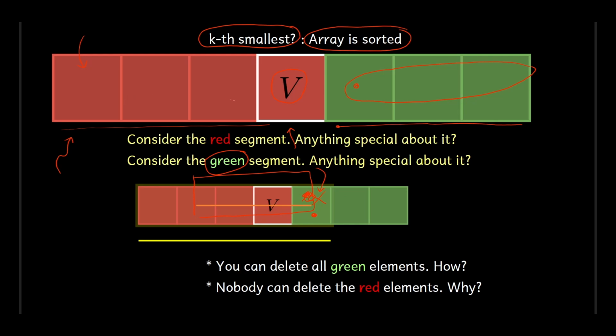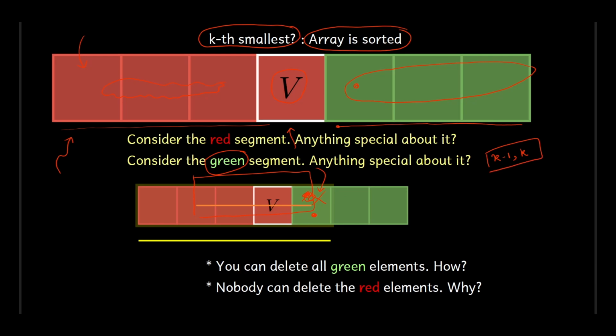Is there anything special about it? So you will realize that the red elements hold an interesting property: if the array is sorted, then nobody can delete these elements. Why is this true? Because there will be a total of k minus 1 red elements and then the last copy, which is v.